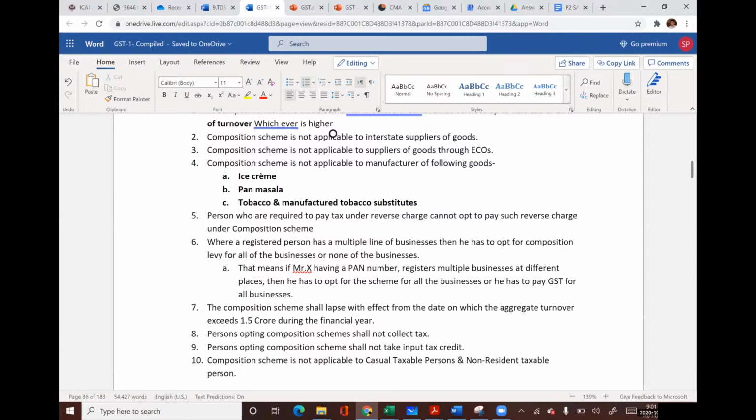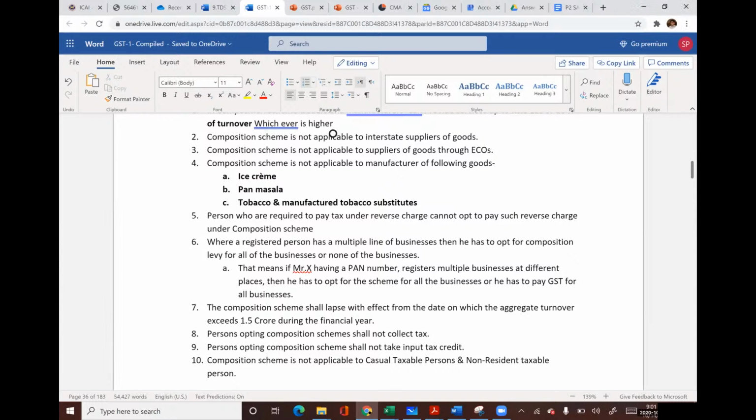Where a registered person has multiple lines of business, then he has to opt for composition levy for all the businesses or none of the businesses. Right. If Monisha has a medical store, an electronic shop, and a cell phone shop, three shops she has, then you are into multiple lines. The total turnover of all the businesses will be considered for deciding composition scheme. Are you getting it? Guys, make sense? Yes, sir. Right, go ahead.